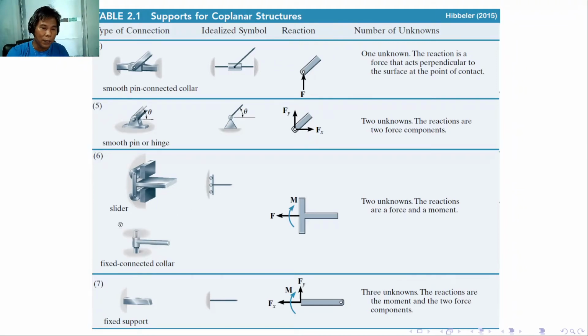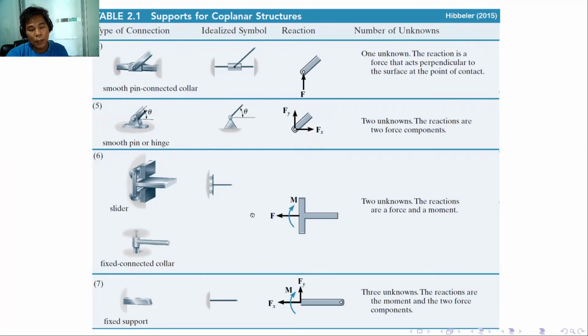Also, we have the slider with the corresponding idealized symbol and the fixed connected collar. These types of connection will have two unknowns. The reaction will be a force perpendicular to the member and a bending moment.